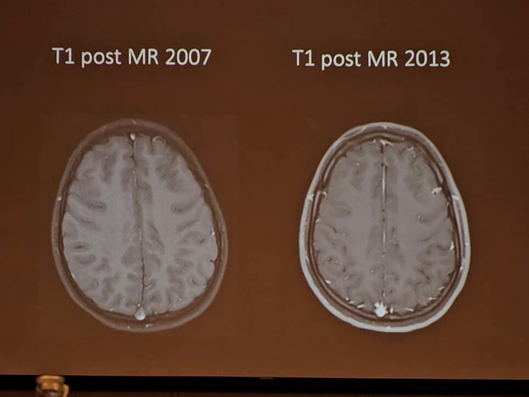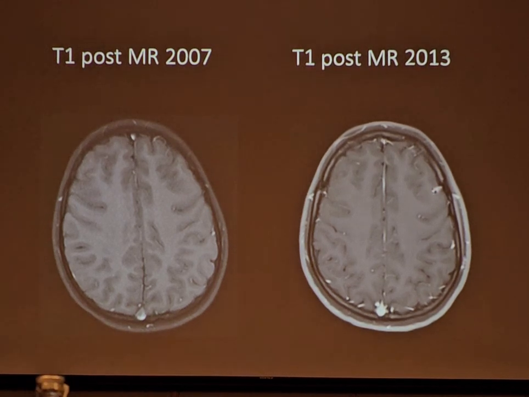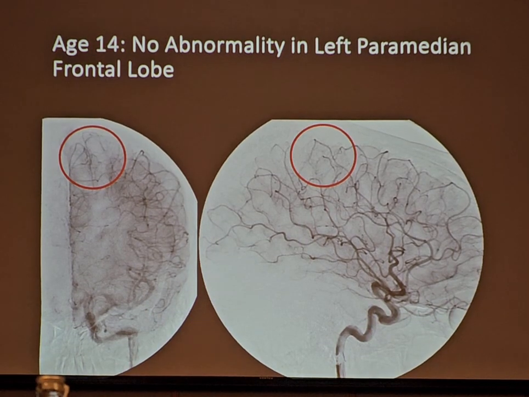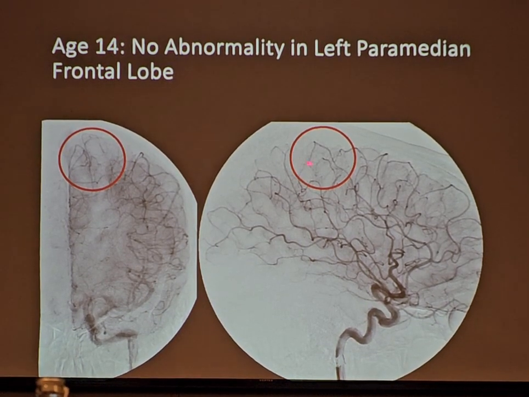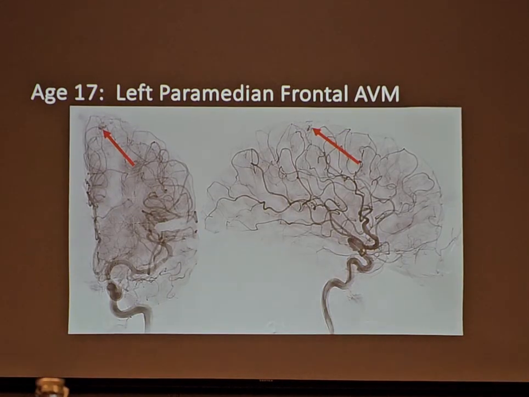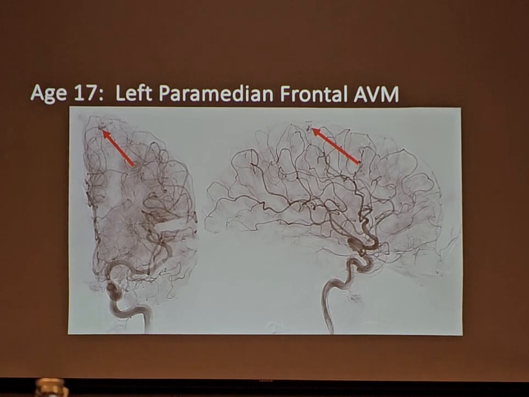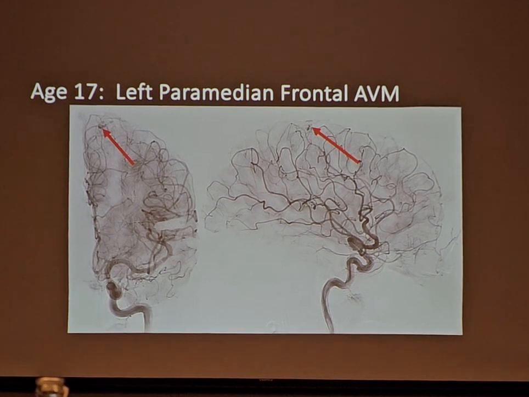T1 weighted sequence is the same. This is 6 years before. No abnormality here. Clear vascular malformation right there. Or this patient here at age 14, no abnormality in the left paramedian frontal lobe. At age 17, there's clearly an AVM right there. So brain vascular malformations can occur over time, which tells you if you have a patient with HHT in your clinic and the brain MRI is normal, it doesn't mean goodbye. It means that in 6 or 7 years, you should see him or her again.